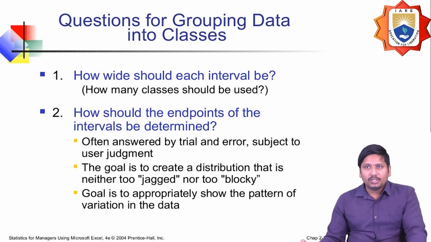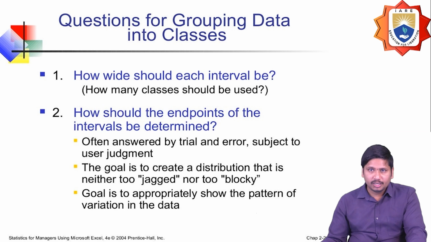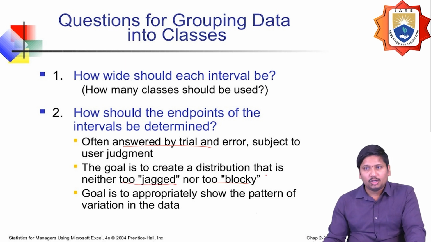And the next thing is the questions that may come up for grouping of data into classes. Some of the questions may ask how wide each interval should be, how many classes should be used, and how the endpoints of the intervals should be determined. This is often done by trial and error, subject to the user's judgment. The goal is to create a distribution that is neither too jagged nor too blocky, and to appropriately show the pattern of variation in the data.